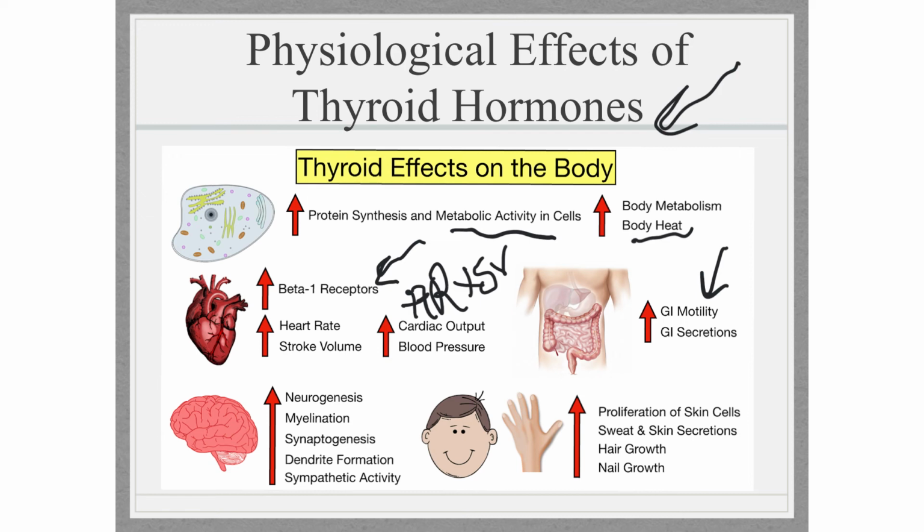You see an increase in brain activity, neurogenesis, synaptogenesis, so the formation of new synapses between neurons. More myelin is made, dendrites branch, sympathetic activity goes up. We make more skin cells, we grow, hair grows, nail grows. So all of these things are increased with thyroid hormone. So you will see that in pathology, the things that are affected will be cardiac related, skin related, metabolism related. Thyroid hormone is critical to growth and activity and metabolism.